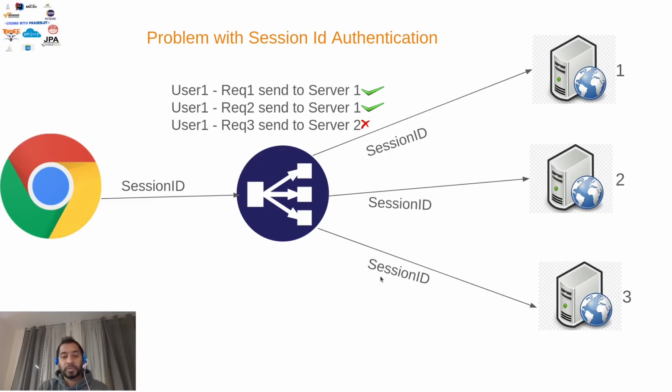This structure is valid if you are not using a sticky session. And if you are using a sticky session, then if server 1 goes down, the load balancer will not be able to process request 3 anymore. So this is the problem with session ID authentication.